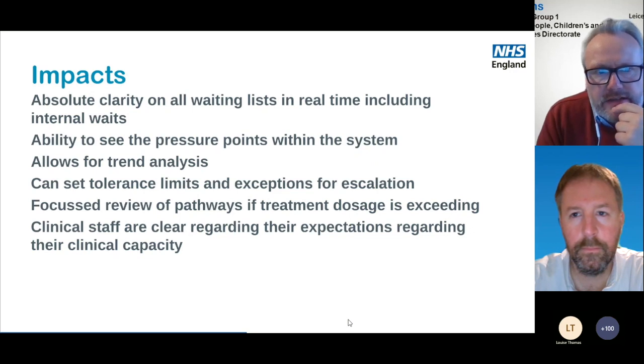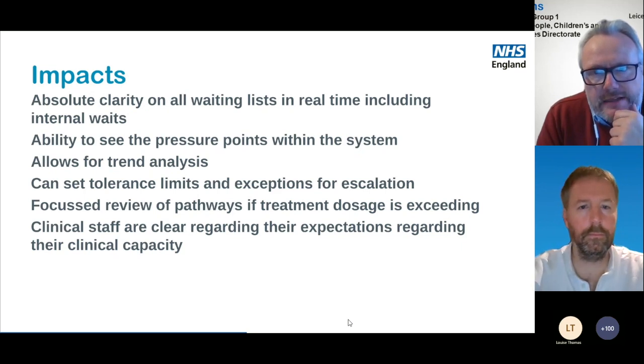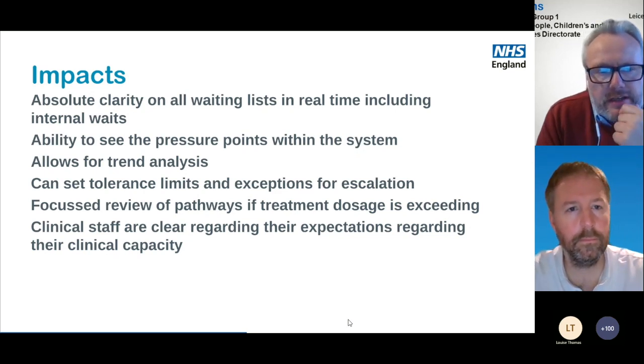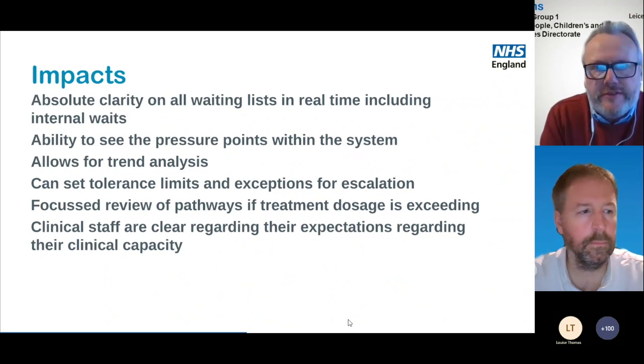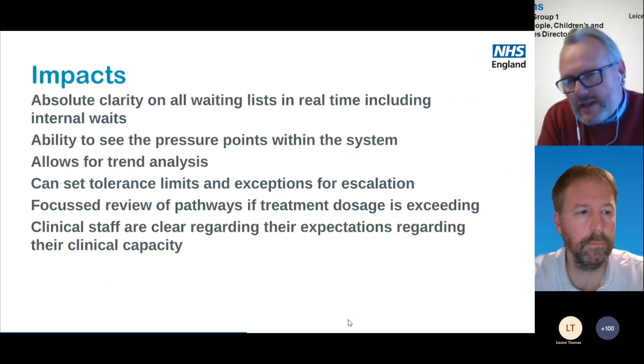It allows us to look at some trend analysis. That's been really helpful through COVID. So we've been able to look at seasonal demand within the system for certain pathways. For example, we know that we get an increase in referrals around exam time and the start of the academic year, and we can then predict where the trend in those referrals and the conversion rate into certain pathways is likely to be.